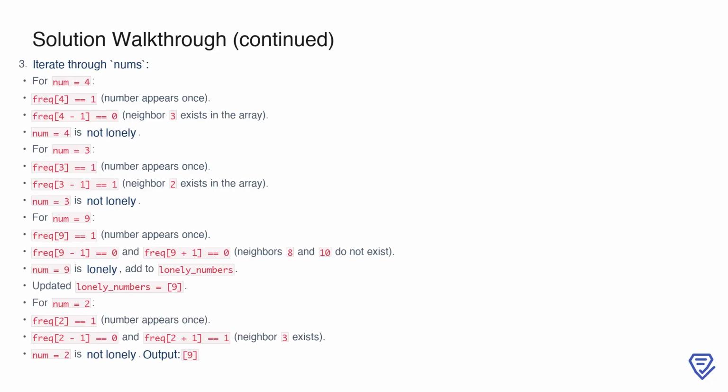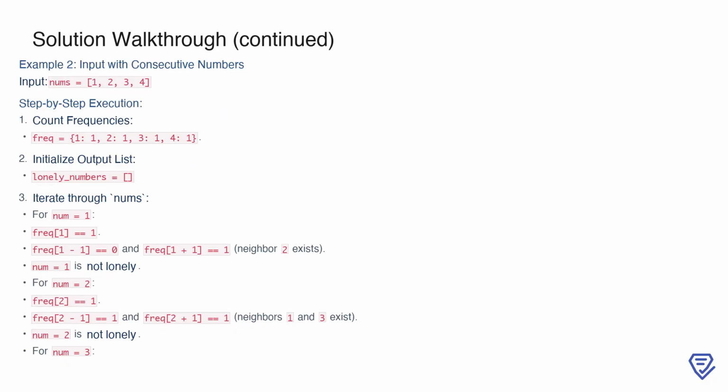Next, we check 3, which also appears once, but it has a neighbor 2, so it's not lonely either. Then, we move to 9. It appears only once, and neither of its neighbors, 8 or 10, exist in the array. This means 9 is lonely, so we add it to the lonely_numbers list, which now becomes 9. Finally, we examine 2. While it appears only once, its neighbor 3 exists, so it's not lonely. The output for this example is 9.